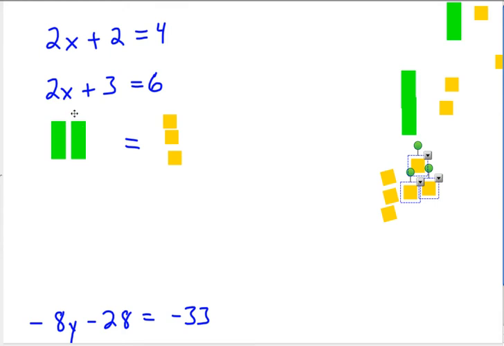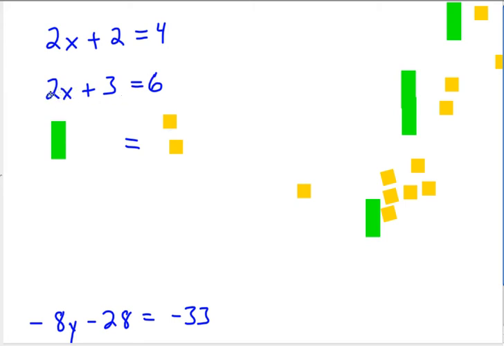And then now we do have to do the division by 2. So we're going to divide this by 2. So get rid of that. And then we will end up with 1 1/2 squares, however you would model that. So x equals 1.5. And you can check that.